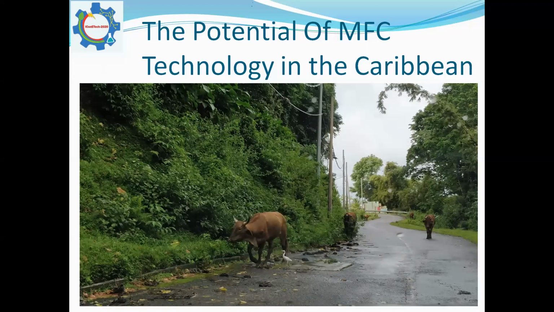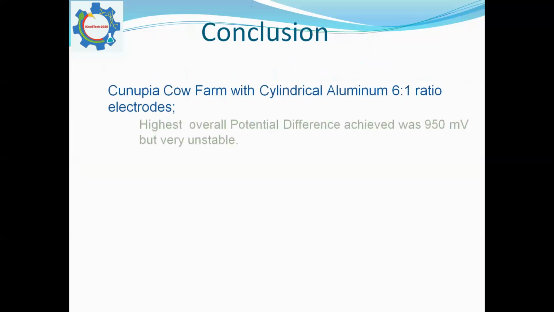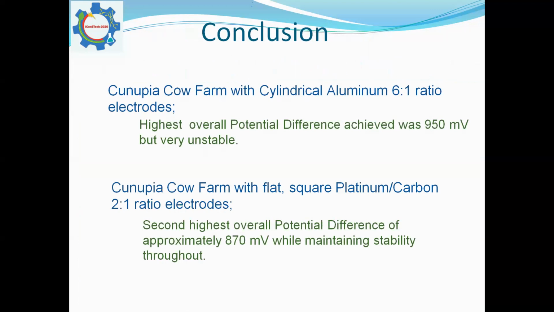In conclusion, the most attractive results came from the cow farm sample, suggesting these microbes are the most efficient as a fuel source for the MFC. The highest voltage acquired was from the aluminum mesh 6:1 ratio of 950 millivolts, but was very unstable, while the platinum carbon electrodes maintained a more stable and possibly useful voltage throughout the study.